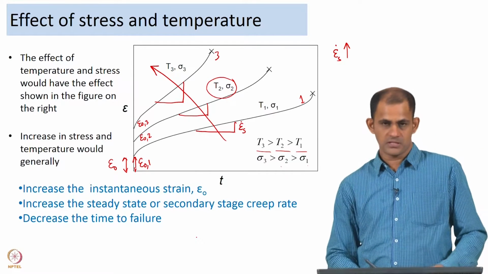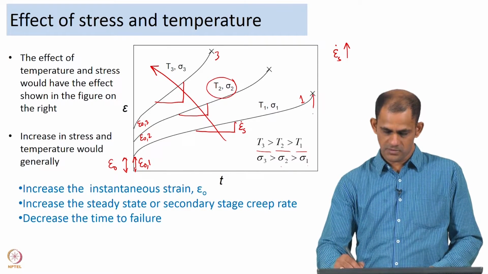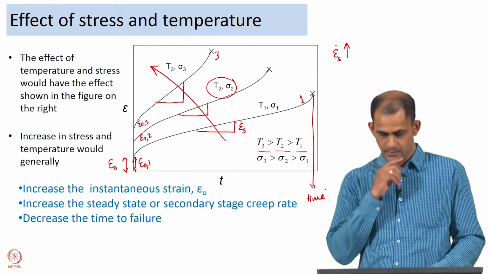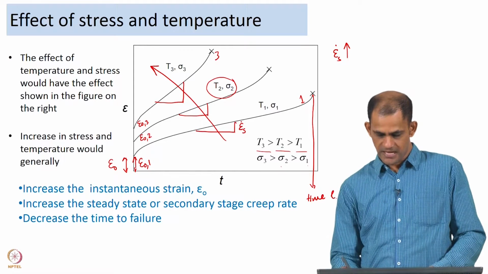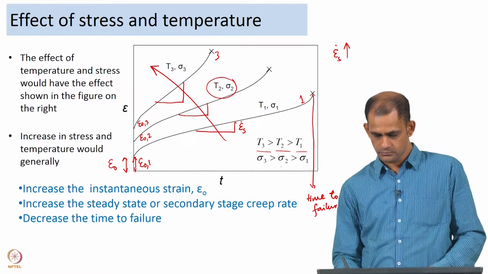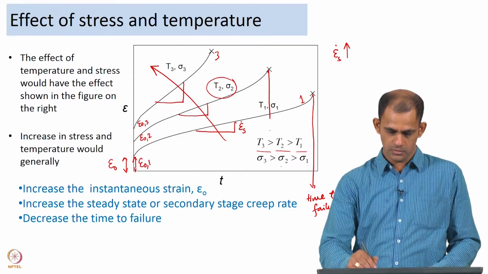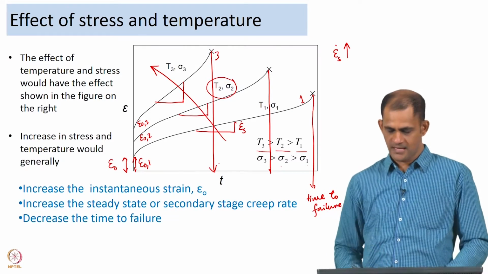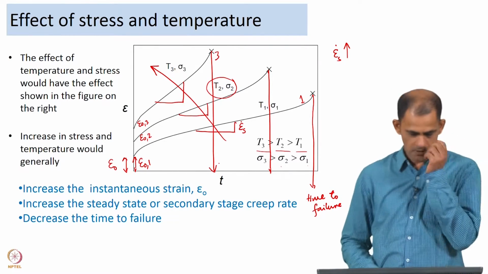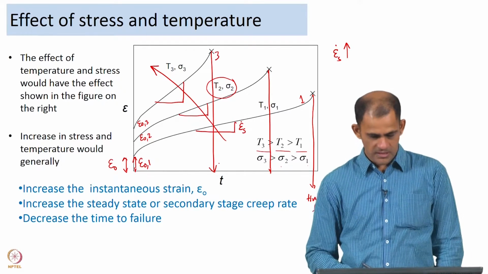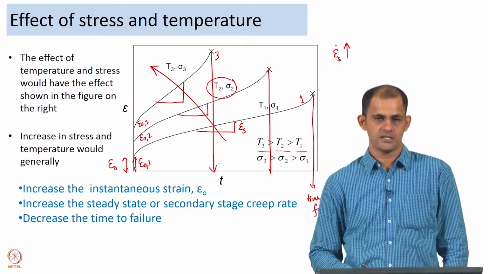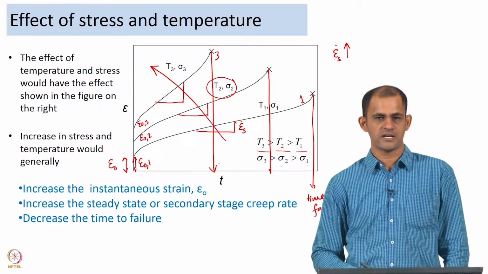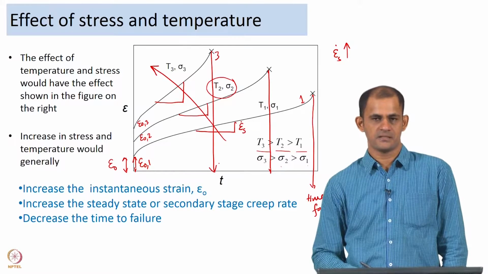What we also see is the time to failure. This corresponds to the time to failure. The cross indicates the point where the sample has failed. The time to failure is also coming down as you increase the stress and temperature. So, these are primarily the three things that would happen when you increase the stress and temperature. You will have an increase in the instantaneous strain, you will increase the steady state creep rate, and you will decrease the time to failure.